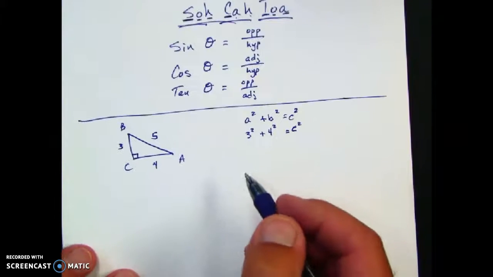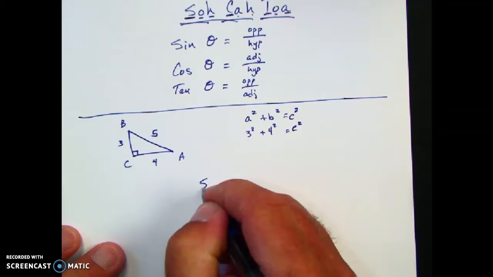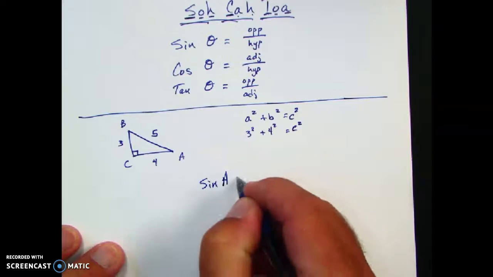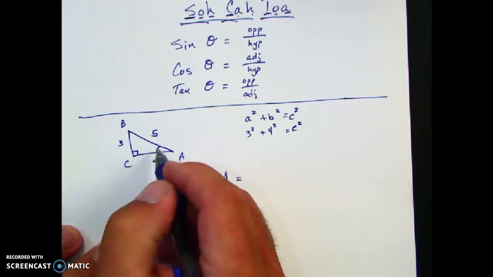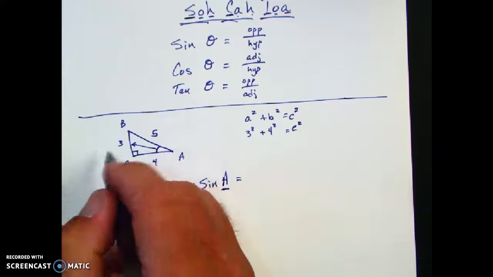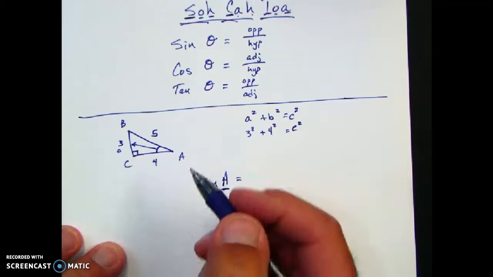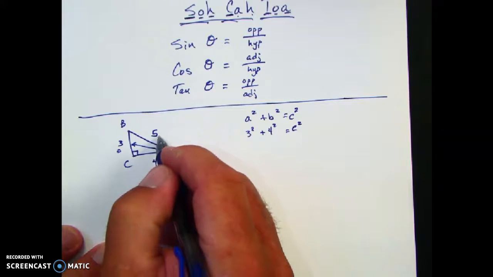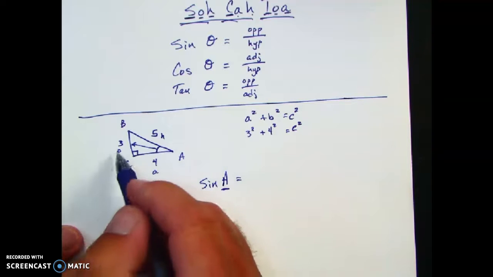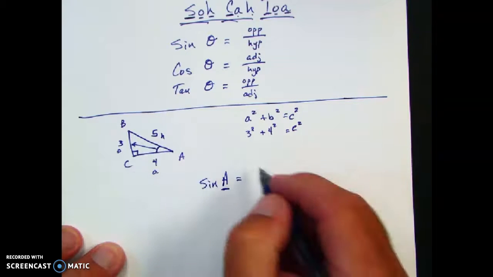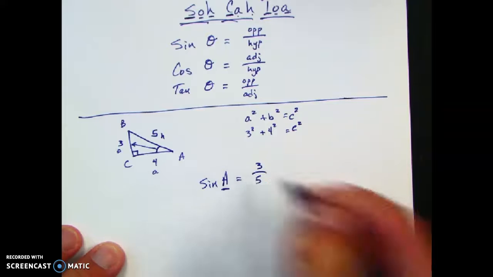Now for these ratios. If I were just talking about the sine of angle A, that means I'm starting with angle A. Here's my angle A. That means over here, 3 is my opposite side. And that also means that 5 is my hypotenuse, 4 is the adjacent. So the sine of angle A, opposite over hypotenuse, that ratio is 3 over 5.